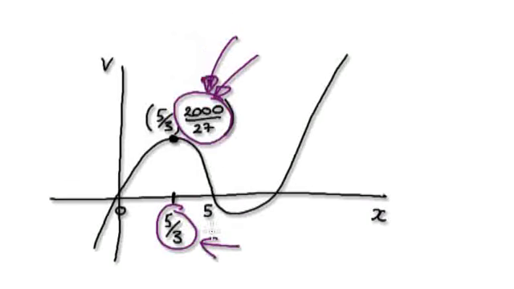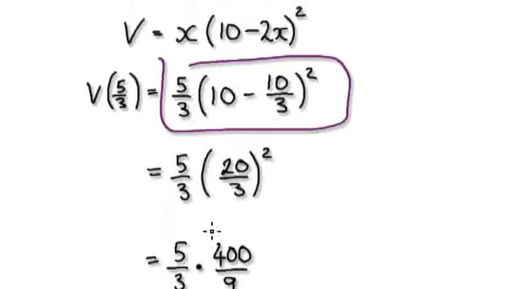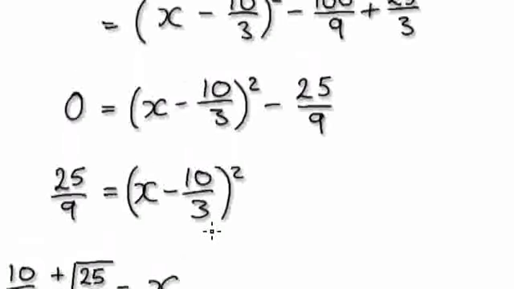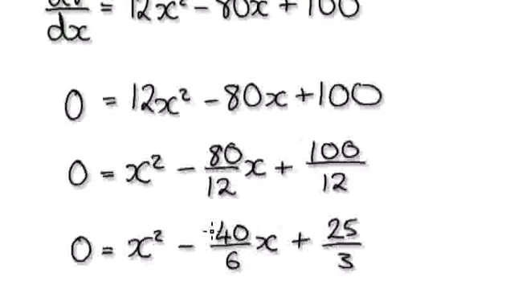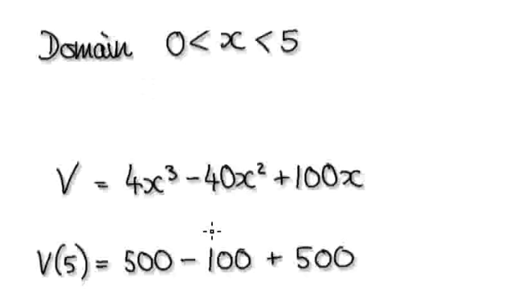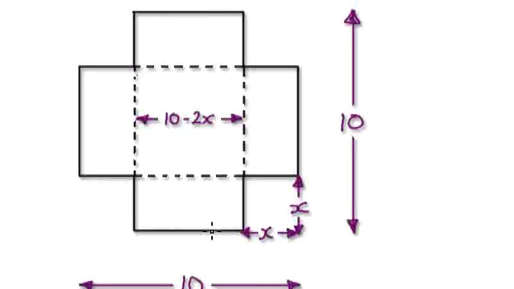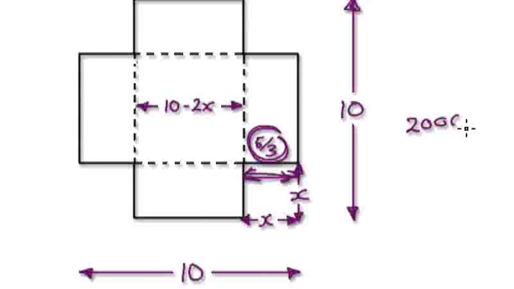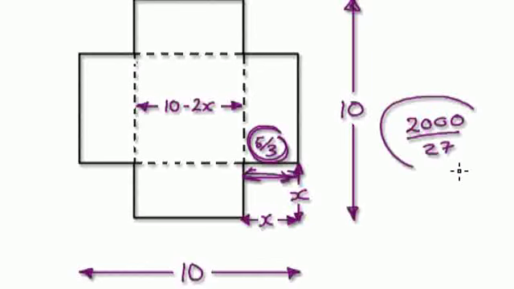So, 5 over 3. Looking at our original question, this is what we should cut for the maximum volume. We should cut this to be 5 over 3, so make x to be 5 over 3. And when you make x to be 5 over 3, it will give us a volume of 2000 over 27.